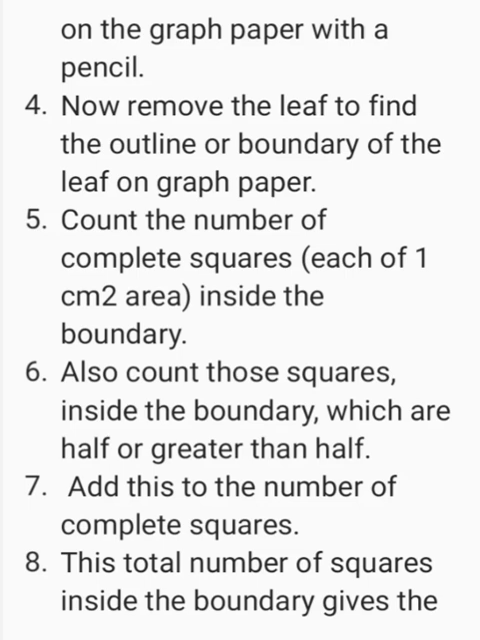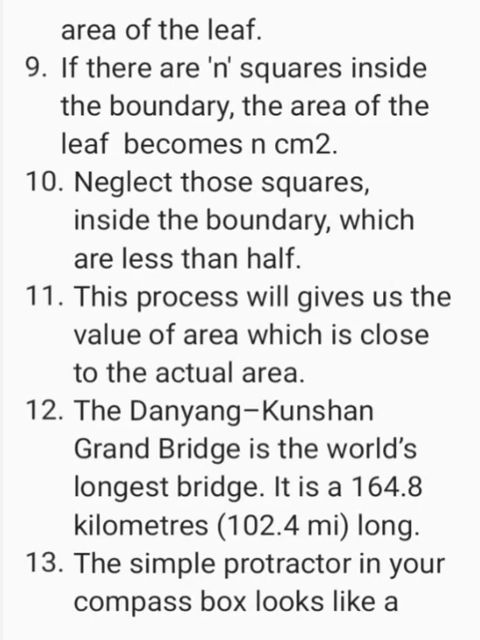Count the number of complete squares, each of 1 cm² area, inside the boundary. Also count those squares inside the boundary which are half or greater than half. Add this to the number of complete squares. This total number of squares inside the boundary gives the area of the leaf. If there are n squares inside the boundary, the area of the leaf becomes n cm². Neglect those squares inside the boundary which are less than half. This process will give us a value of area which is close to the actual area.